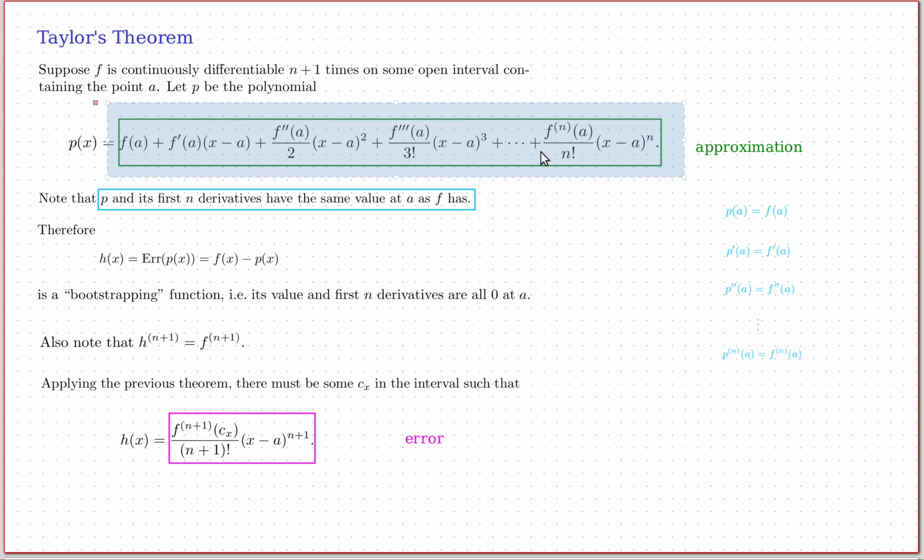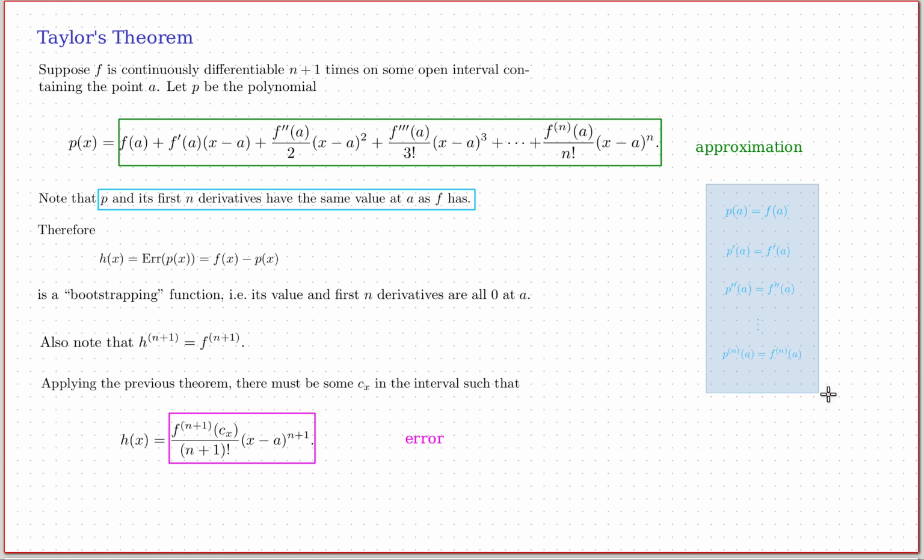By the way, I'll ask you as an exercise to actually work out by hand the derivatives of this function. But the way you can verify this fact is, for example, let's just take the constant value. Suppose you want to evaluate p at the point a. When you plug in x equals a, all of these higher order terms disappear, because x minus a becomes 0, and therefore all that's left is f of a. So that verifies this fact.